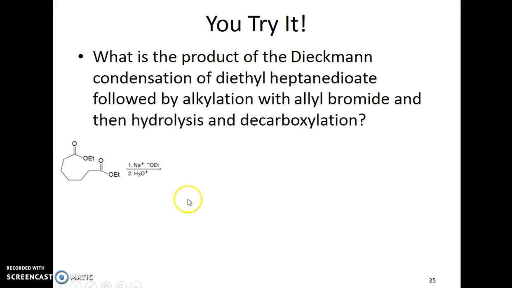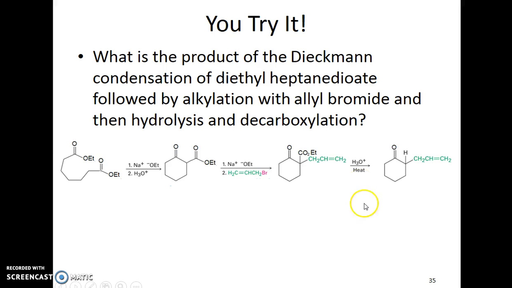Here is the heptane dioate. This carbon is the alpha carbon and so can do ring closure, and we get a 6-membered ring. This can then be deprotonated. Ethoxide is strong enough. You don't even have to rinse with water or acid here. You could just take the anion and then drip in the allyl bromide, and what will happen? We'll end up getting this compound. If we hydrolyze this ester and heat, we're going to decarboxylate, and we end up getting this adduct.